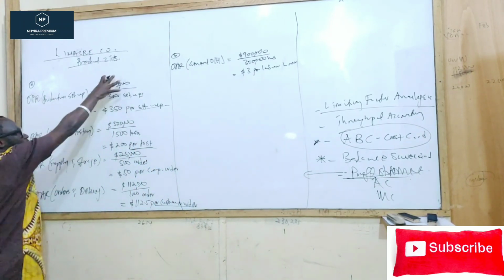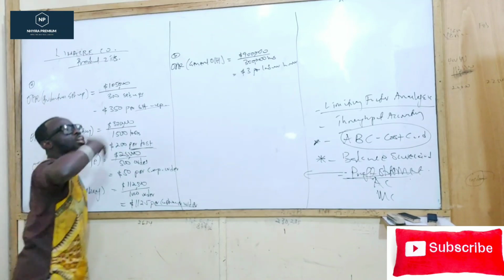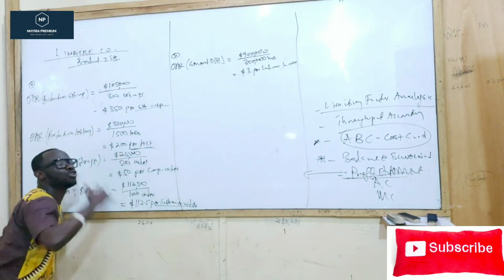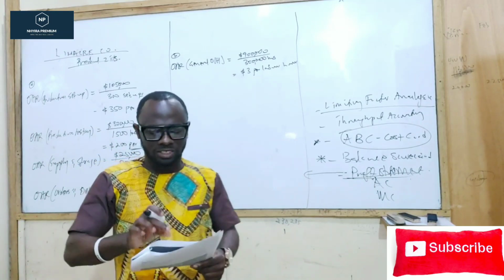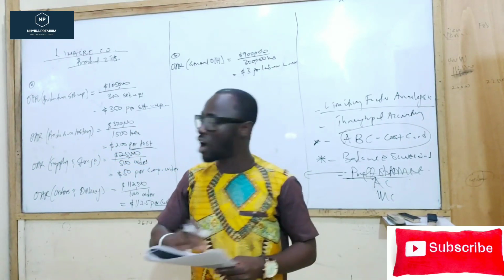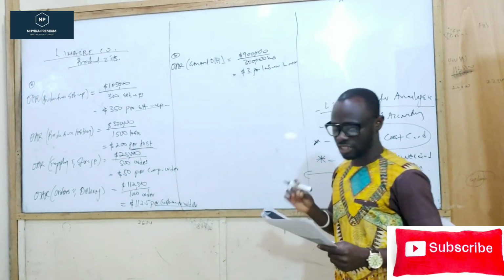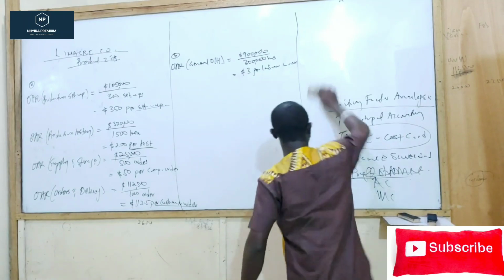The overhead absorption rates that have been computed must be expressed on the actuals. How do we get the actuals? The way we get the actuals in this question is the second paragraph. So from the second paragraph, we can determine the actual things that happen. So let's go to the second paragraph. I want someone to read that for me.